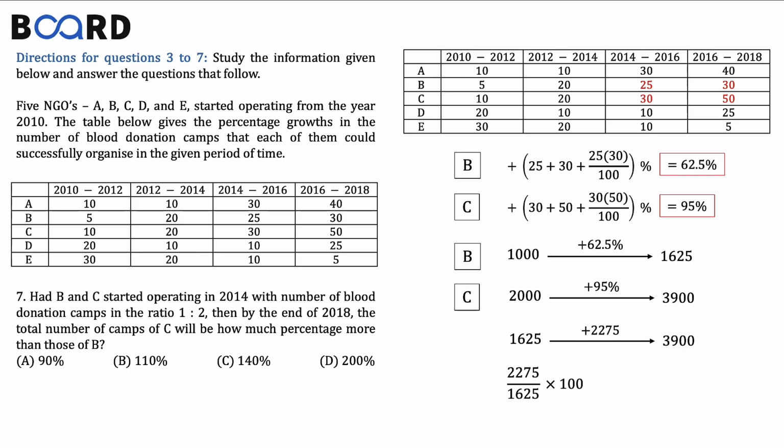I have a multiple of 25 in the denominator. I have a multiple of 25 in the numerator, and I have 100 multiplied with it. Definitely, I don't need the 10% rule here. I'll directly cancel out. Cancelling out, I get 7 upon 5 into 100. That's 140%, which is option C.